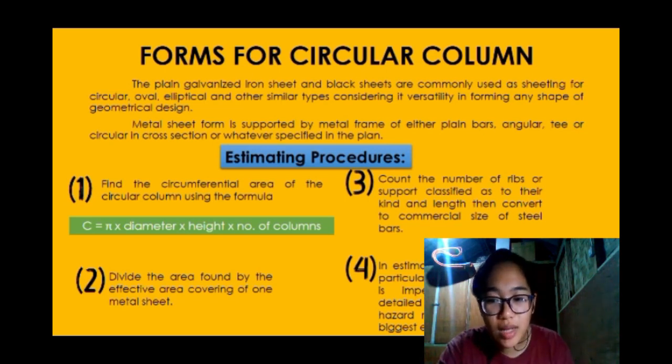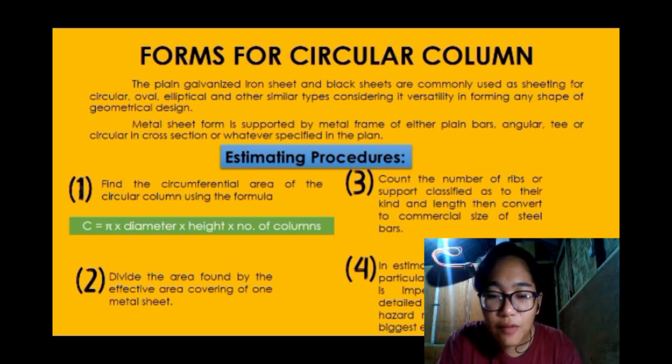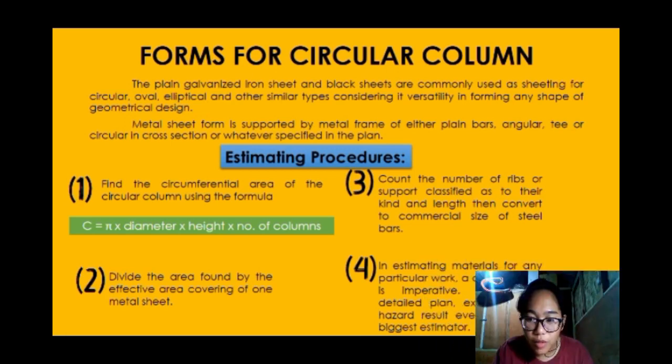So, after makuha na to ato ang circumferential area, ato na siyang i-divide by the covering of one metal sheet, which is provided siya sa table later sa example. And for number 3 is to count the number of ribs or support classified as to their kind and length, then cut board foot. And if thicker plywood board will be used as form, the spacing of the frame could be increased, reducing its board foot by 20% to 30%.